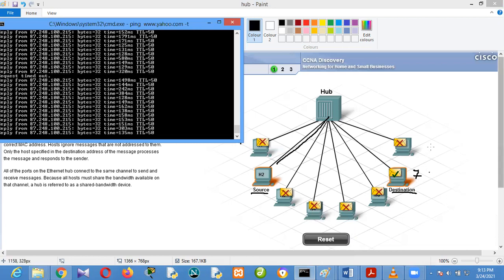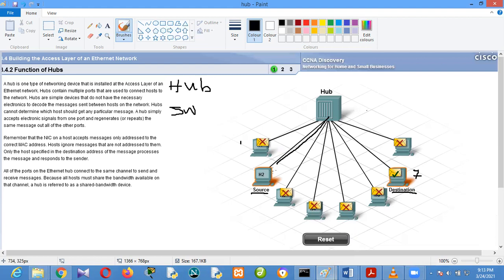Okay. Now, when H2 sends a message to H7, when it gets to the hub, the hub will broadcast the message to all active ports apart from where the message is coming from. For instance, now H2 sends to H7. When it gets to the hub, it will send the message to this, this, this, this, this, this, and this. That's a broadcast message, apart from where it is coming from.